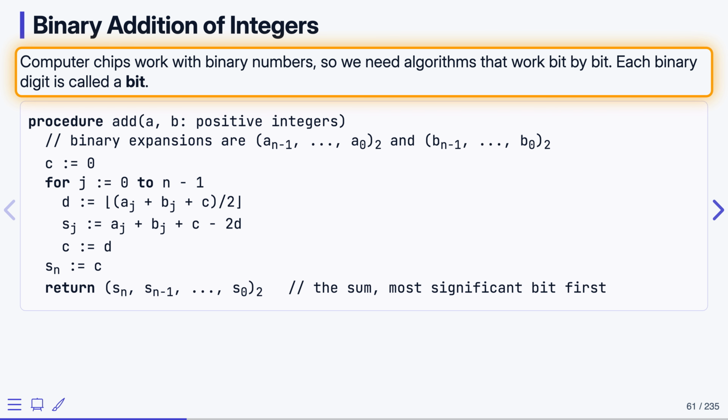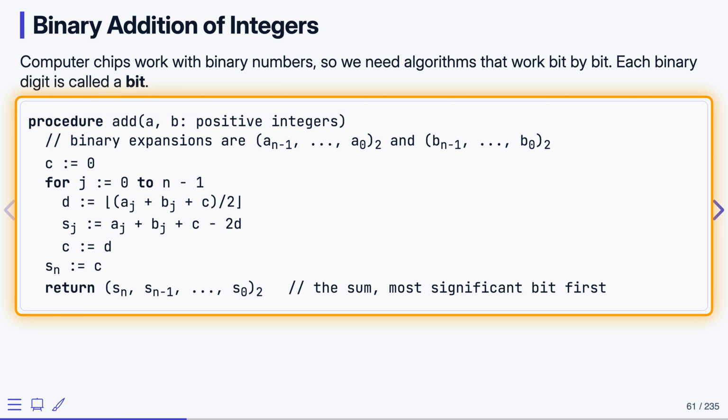Computer chips work in binary, so we need algorithms that add binary numbers bit by bit. Each binary digit is called a bit. This is the addition algorithm. We add two numbers A and B given by their bits. We keep a carry called C and set it to 0 at the start.